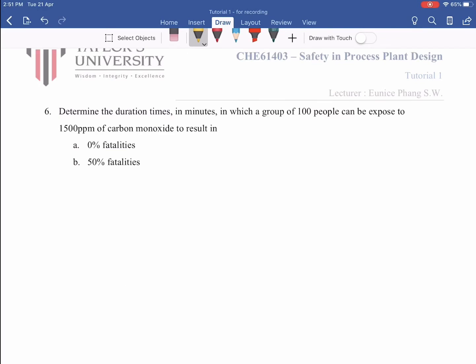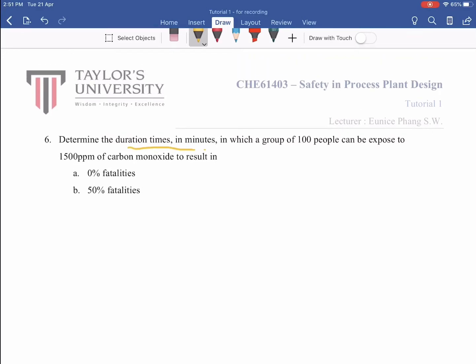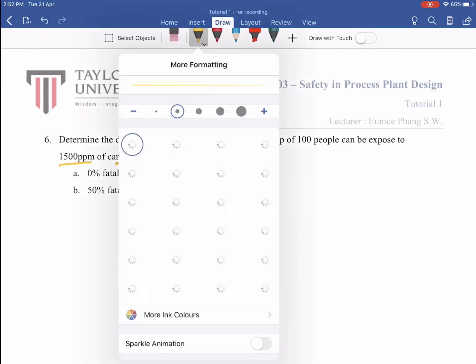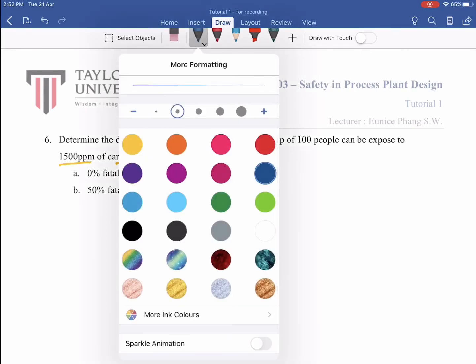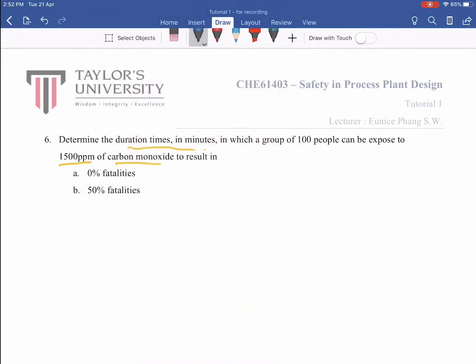So now question 6. Determine or calculate the duration times in minutes in which a group of 100 people can be exposed to 1,500 ppm of carbon monoxide that result in 0% fatality. That's number 1. And number 2, that results in 50% fatality.